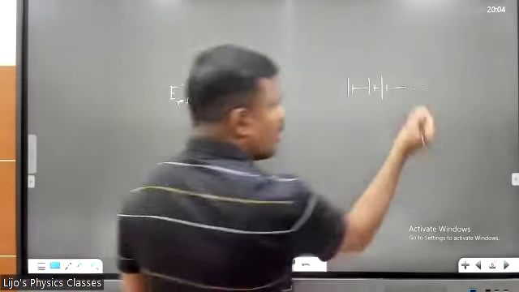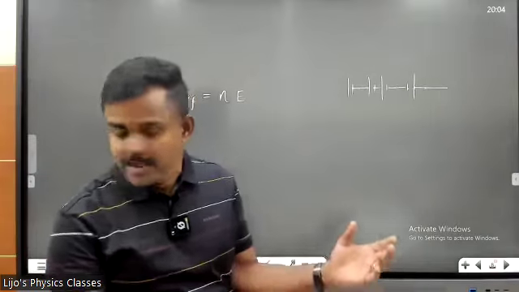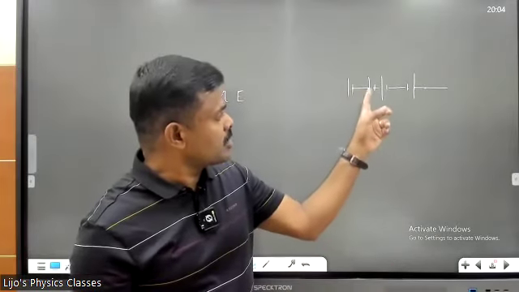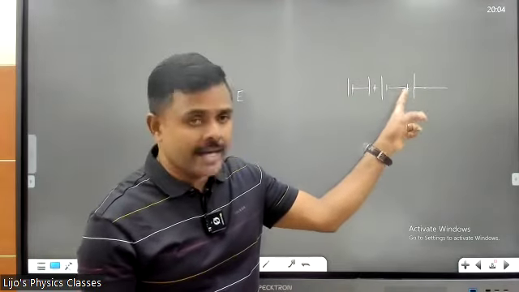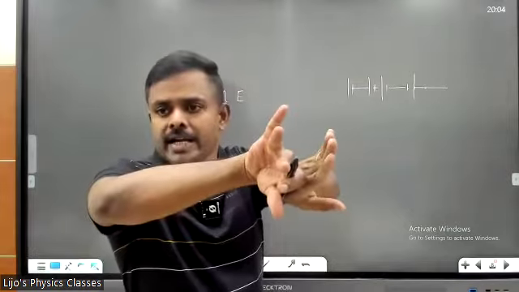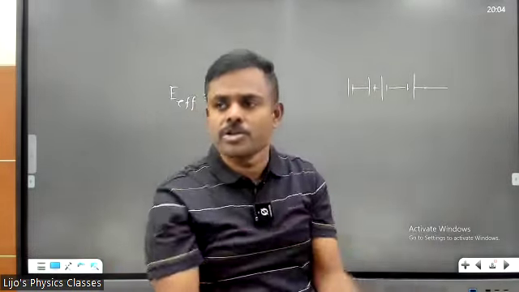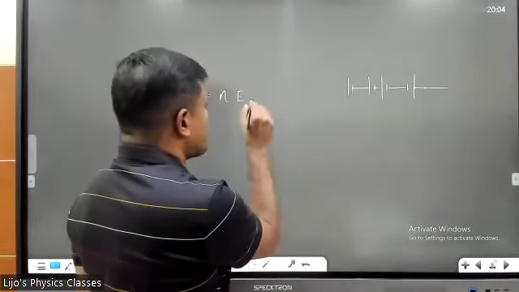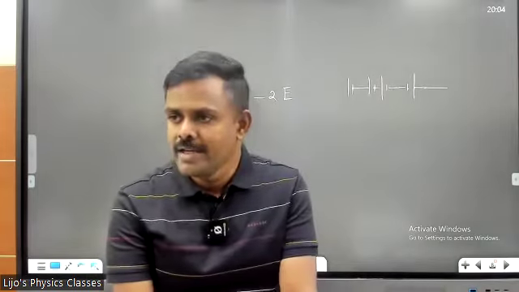And imagine one of them is wrongly connected. Wrongly connected means, look at that: negative, positive, negative, positive, and so on, but the last one is negative, positive. So if one of the cells is wrongly connected, what will happen? It will cancel one more cell. So the effective EMF will be nE minus 2E. Why?